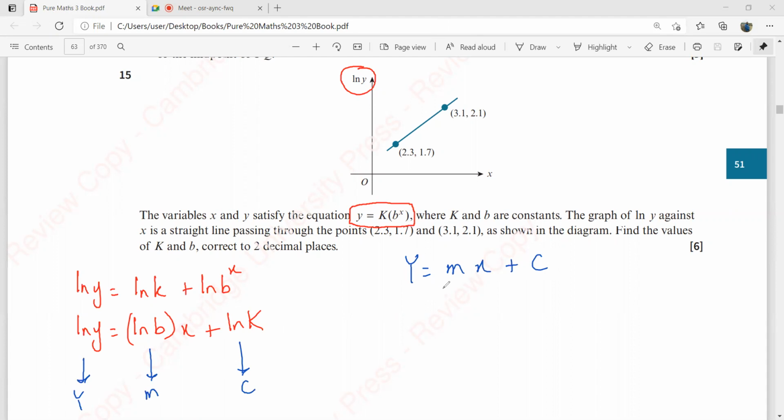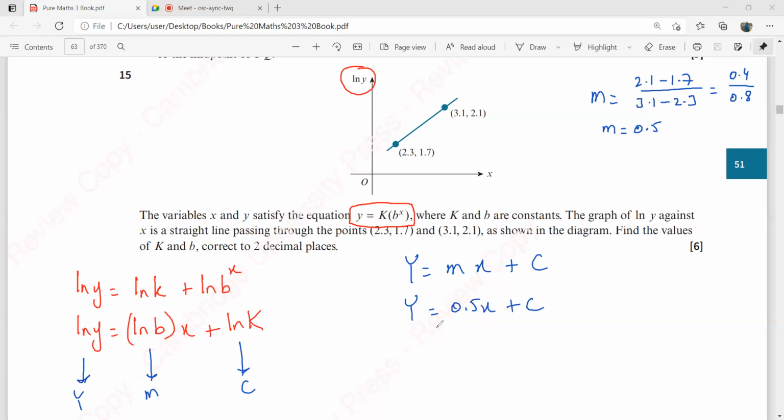Okay, so let's find this m first of all. m is going to be y2 minus y1 over x2 minus x1, right? So that is going to be 0.4 over 0.8. Yes, is that right? Yeah, that is going to be 0.5. Okay, so your equation becomes y is equal to 0.5x plus c.